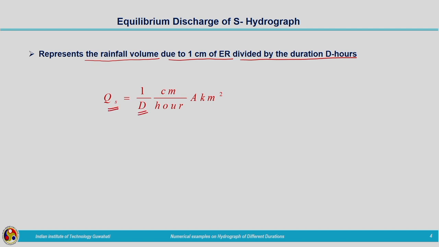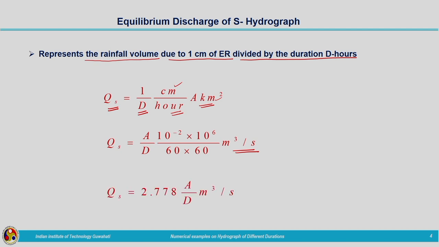Our intensity is 1 by D, 1 centimeter for a duration of D hours, and it is acting on the catchment area capital A kilometer square. That is why D and A come into the picture. So, 1 by D centimeters per hour acting on an area of capital A kilometer square. We can write it in the same unit. Here we have kilometers and centimeters, so everything is converted to SI units, that is, meter cube per second. It will take the value of 2.778 A divided by D meter cube per second.